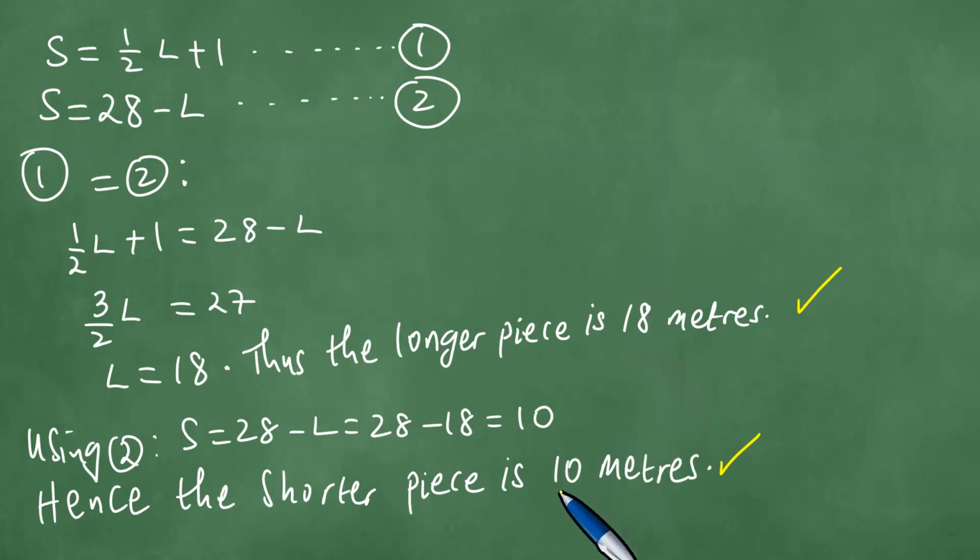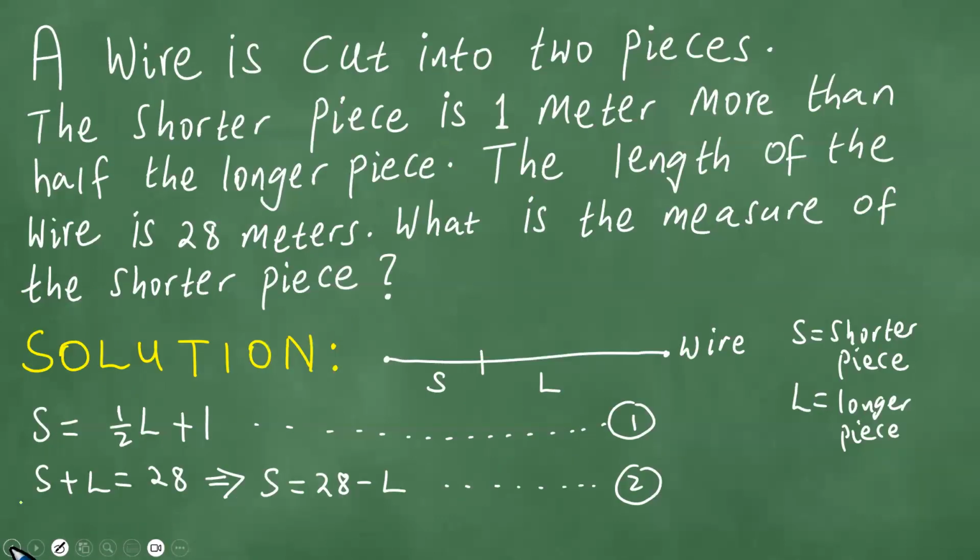If you compare the two to check that the shorter piece is one more than half the longer piece: half of 18 is 9, and the shorter piece is 10. You can see that the shorter piece is one more than 9. Hence this confirms the statement that the wire is cut into two pieces and the shorter piece is 1 meter more than half the longer piece. We've answered this question and solved it in detail.